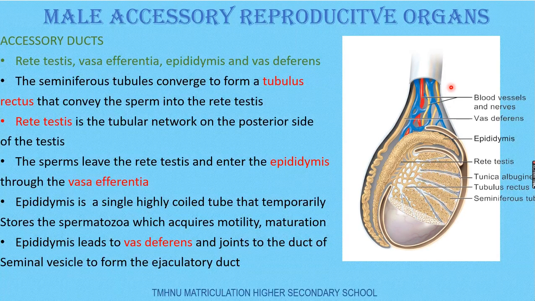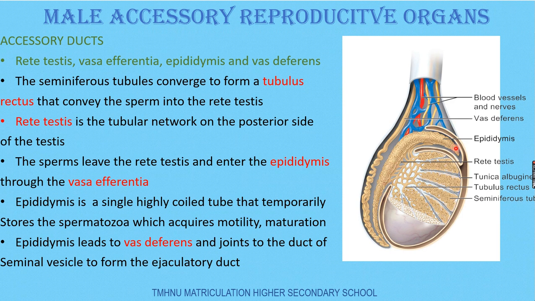Now the accessory ducts involved are the rete testis, vasa efferentia, and they form the vas deferens. And here the epididymis is a storehouse of sperms. All the seminiferous tubules converge, join together, and form a network-like structure. That is called the rete testis, on the posterior side of the testis, and it opens.